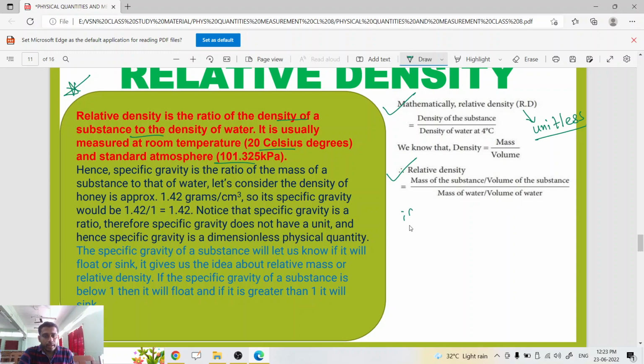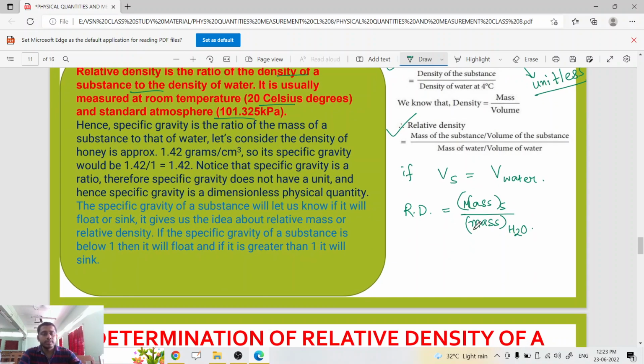Now if the volume of the substance Vs is equal to the volume of water Vw, then we can say that RD is equal to the mass of the substance divided by the mass of the water. Understand? If for both cases the volume is the same, that means the volume of the substance is equal to the volume of water, then relative density is the ratio of the mass of the substance to the mass of the water.